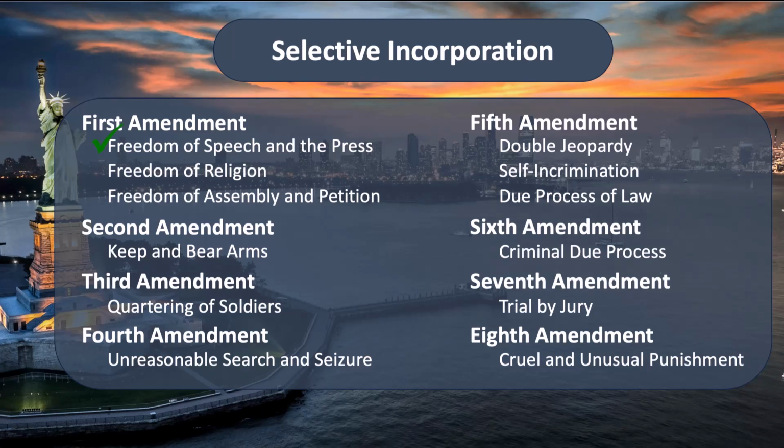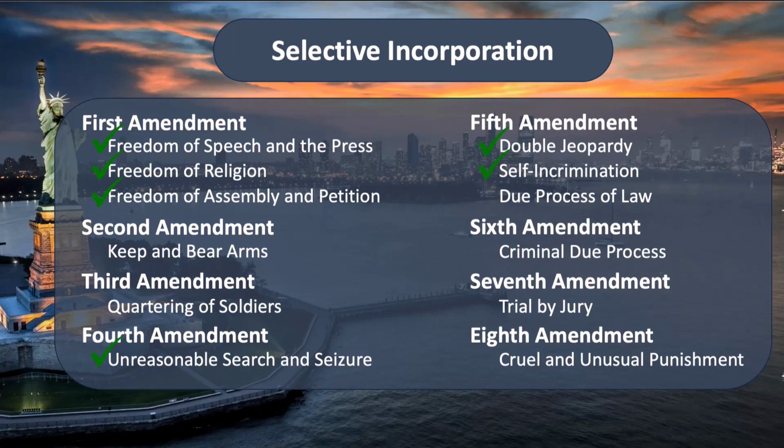applied to the states. 6 years later, in Near v. Minnesota, the court incorporated freedom of press to the states. The Free Exercise Clause was incorporated in 1940, and the Establishment Clause in 1947, guaranteeing freedom of religion at the state level. And freedom of assembly and the right to petition were incorporated in 1937 and 1963, respectively. Fourth Amendment protections were incorporated in Mapp v. Ohio in 1961. Fifth Amendment protections against double jeopardy and self-incrimination were incorporated in the 1960s.